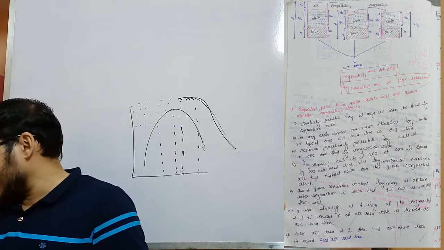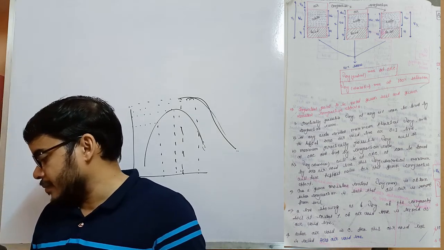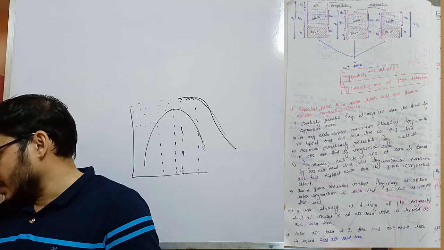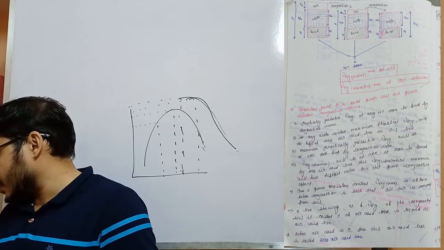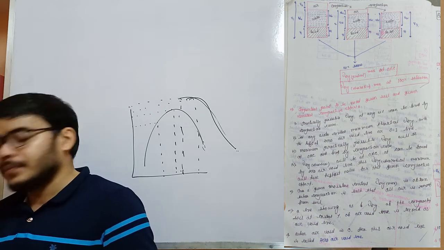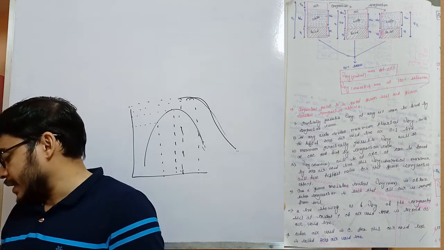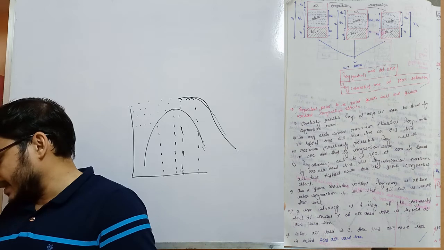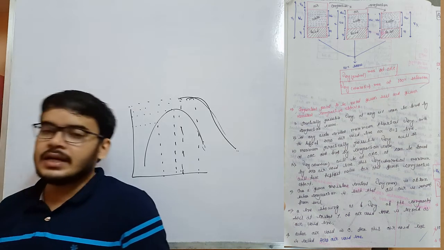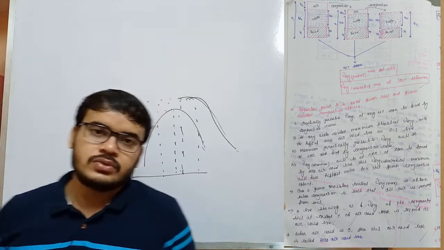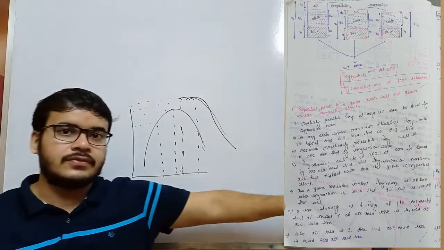And fifth point, for a given moisture content, gamma dry max is obtained when compaction is such that all air is removed from the soil. A line showing water content and gamma dry of the compacted soil at constant percentage of air void is termed as air void line. So note all of these points very carefully.